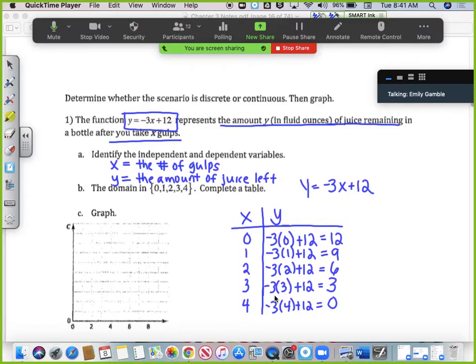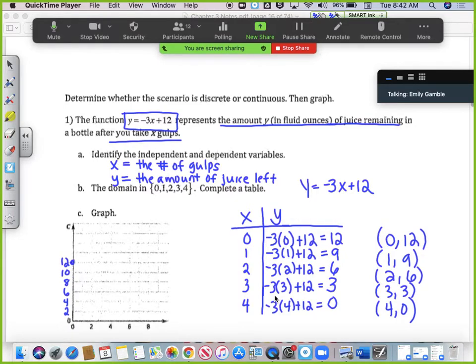Then it wants us to graph. So when we're graphing, each x is paired with a y. So the first ordered pair would be 0, 12, because this is paired with that. And then it would be 1, 9, 2, 6, 3, 3, and 4, 0. So we will come over here to the graph, and we will plot these 5 points. 0, 12. It looks like we have to label this one. We'll go by 2's as well.